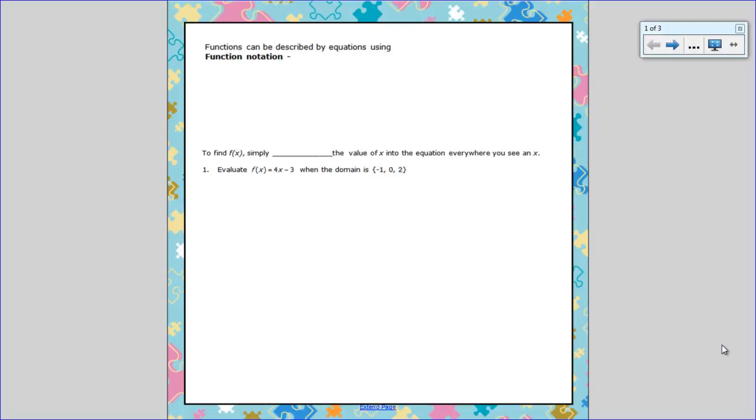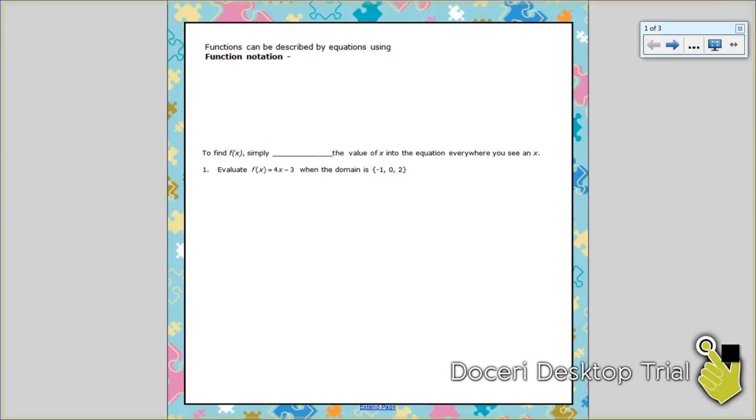Hey there, kiddos. Here is your video on evaluating functions, which is nothing more than plugging in a number and using it to get an answer. So new definitions. Function notation is the first one. There's a big long definition that goes with it. Here's what you need to know.